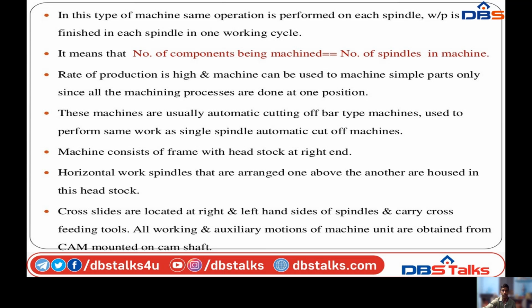Here we are using 4 spindles, then 4 types of components are produced. One is drilled, one is bored, one is tapped, and one is reamed, by using different types of spindles, 4 spindles. The machine consists of a frame with the headstock at the right end. In this type of machine, the same operations are performed on each spindle. The workpiece is finished in each spindle in the working cycle.